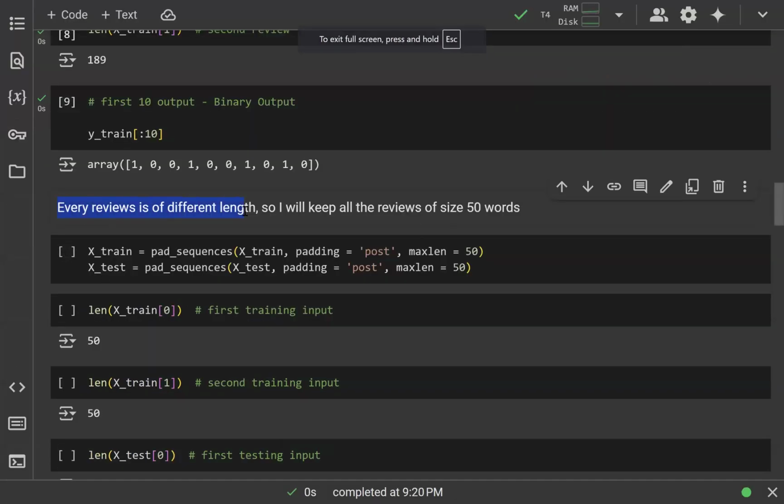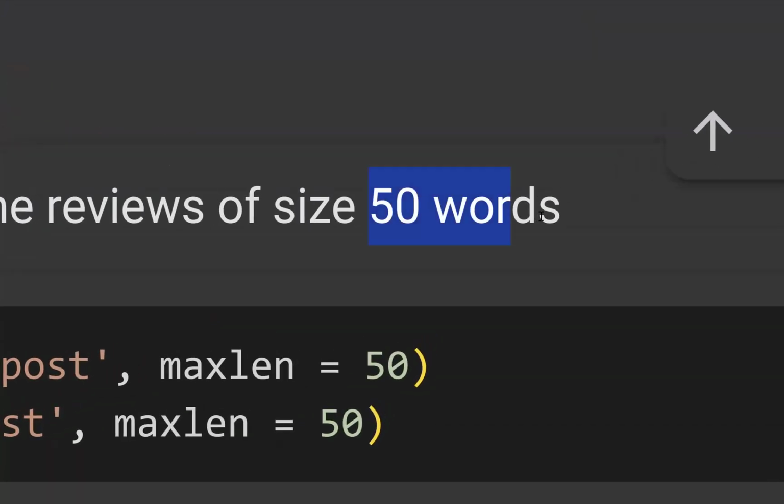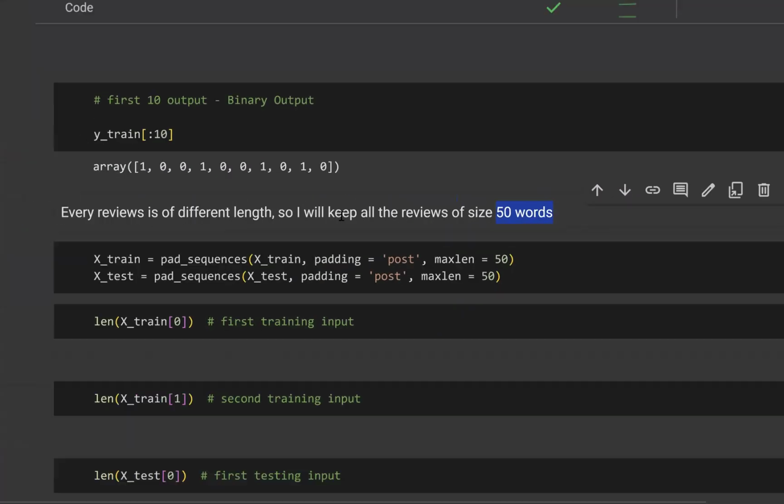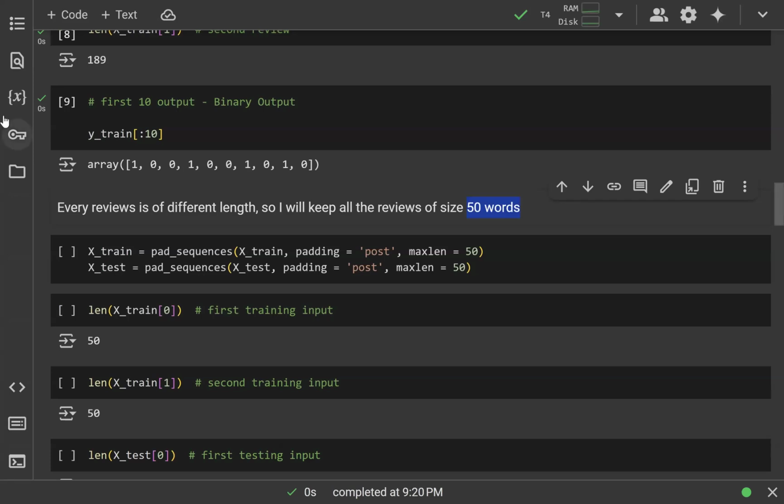Here every review is of different length. So I will keep the review size at 50 words. First 50 words I will be taking from every review. Your question can be, you should ask this question, Govind, what if I have given a very short review, just 20 words?